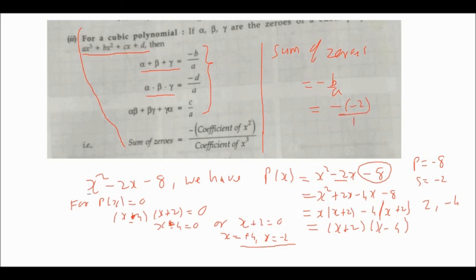See here, if we compare this equation with ax square plus bx plus c, we get a equals 1, b equals minus 2, and c equals minus 8. So sum of zeros equals minus b upon a, and that equals 2. Similarly you can find the product of zeros, that you get minus 8. You have to verify whether the relation is correct or not. If you get it correct, then your zeros are verified for the given equation.